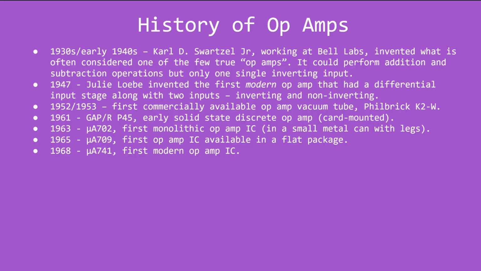And then 2 years later, in '63, the UA702 model became the first monolithic op amp IC. And then 2 years after that, the UA709 came out and it became the first op amp available in a flat package. And then in 1968, the first truly modern op amp, the UA741, came out.